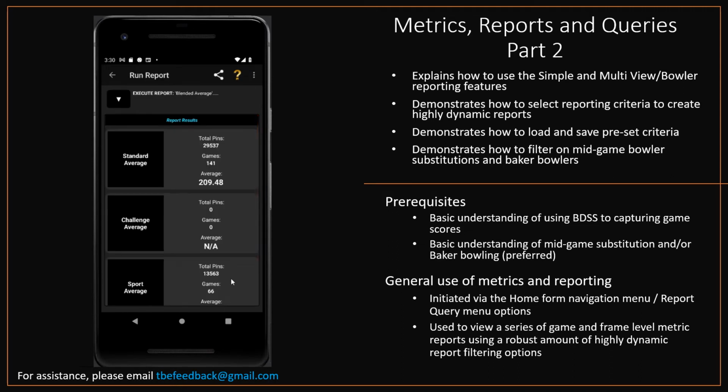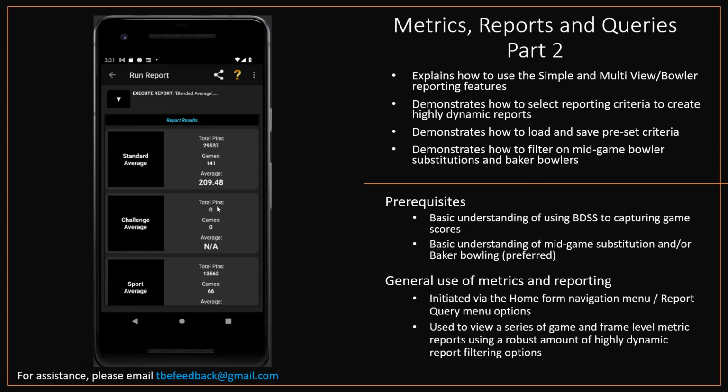And this is the blended averages report. So blended averages provides a breakdown of a bowler's average across three different lane condition shot types. So when you set up a league, tournament, or open bowl session, a bowler can optionally choose a shot type of standard, sport, or challenge. Standard is your normal house shot. Sport is a pattern used at the collegiate or a professional level, and challenge is somewhere in the middle. Many centers have a league that bowl on sports or challenge shot.